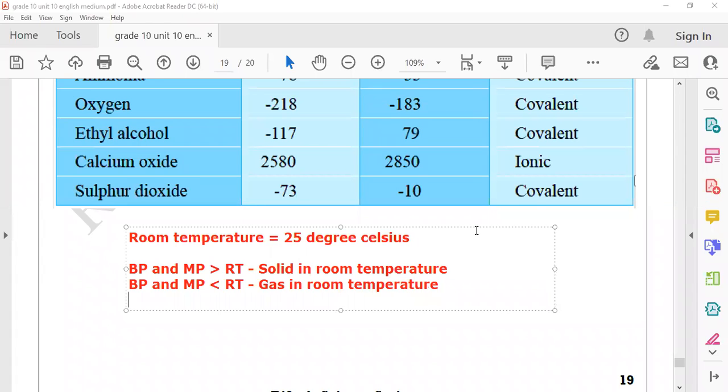If the boiling point and melting point are greater than room temperature, it is solid. If they are less than the room temperature, gas. If the boiling point is greater than the room temperature and the melting point is less than the room temperature, it is a liquid at room temperature. That is one thing you want to mark down. Please mark it down.